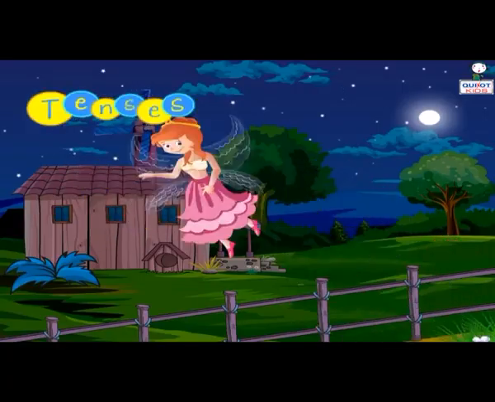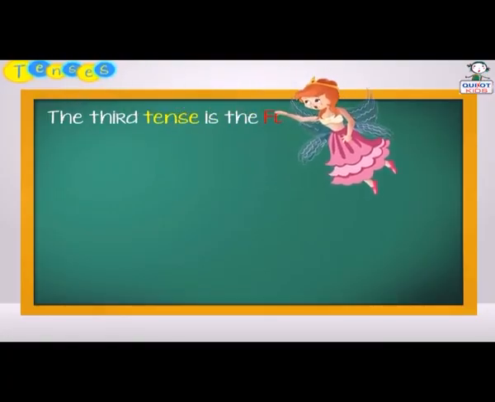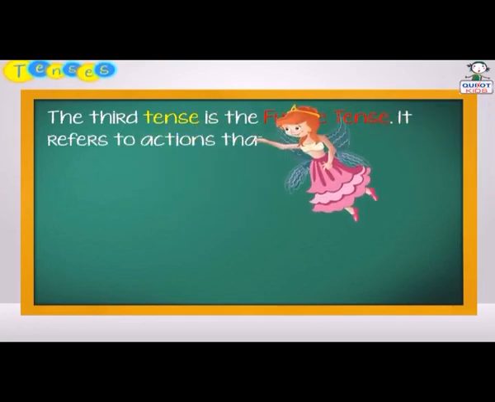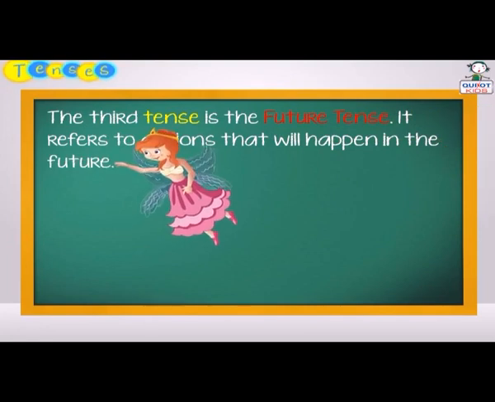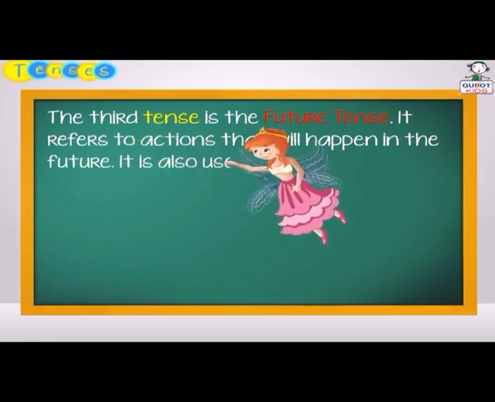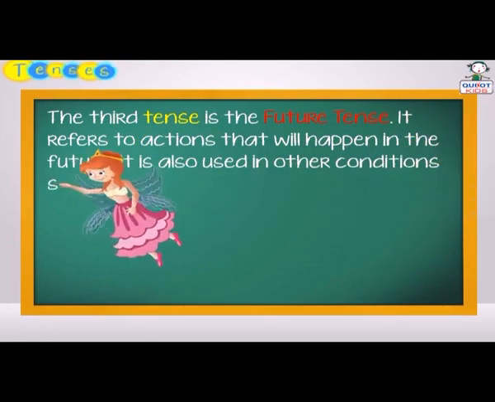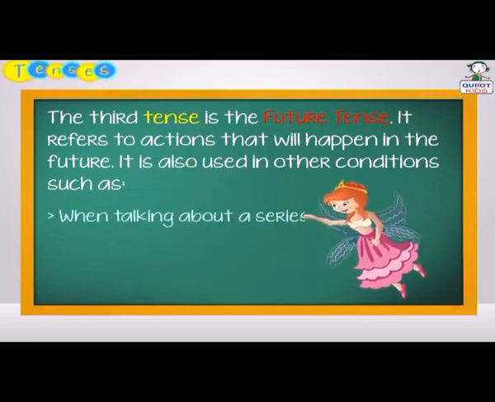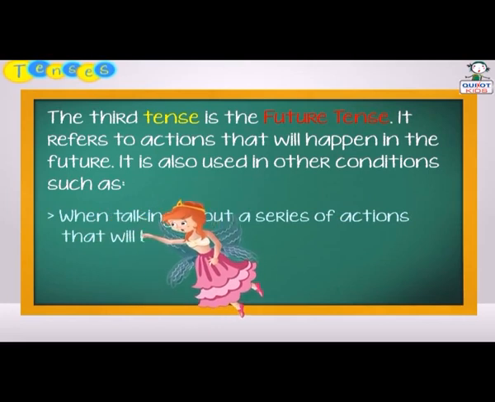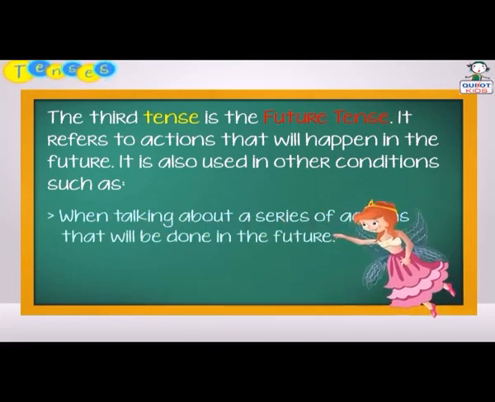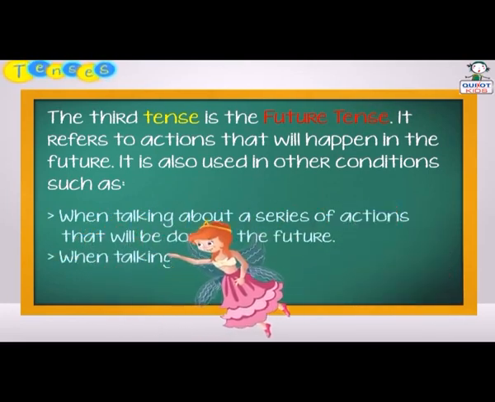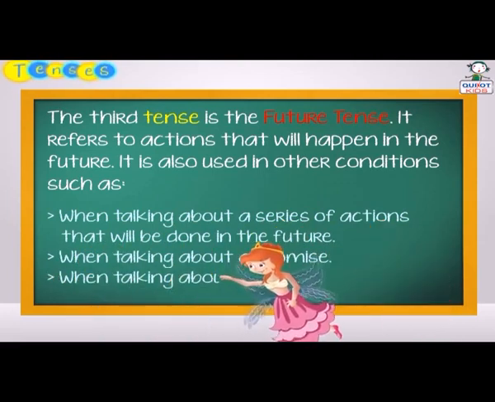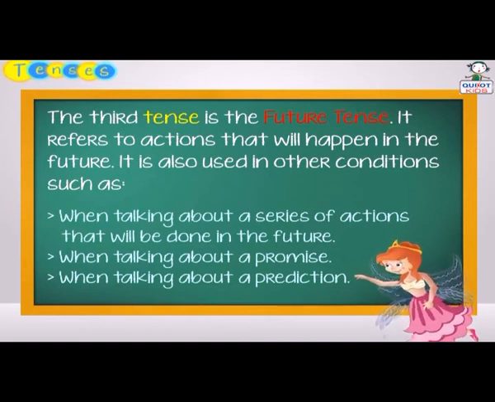Welcome, friends. The third tense is the future tense. It refers to actions that will happen in the future. It is also used in other conditions such as when talking about a series of actions that will be done in the future, when talking about a promise, when talking about a prediction.